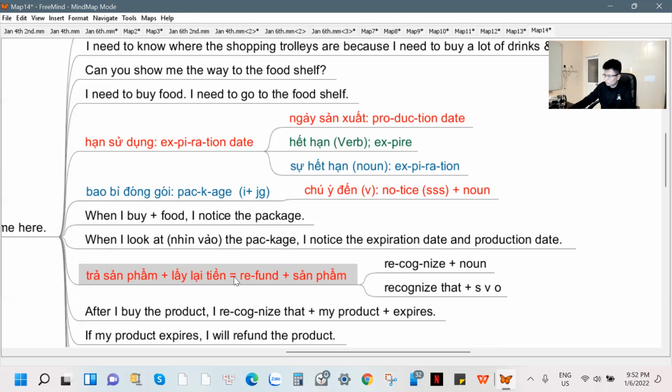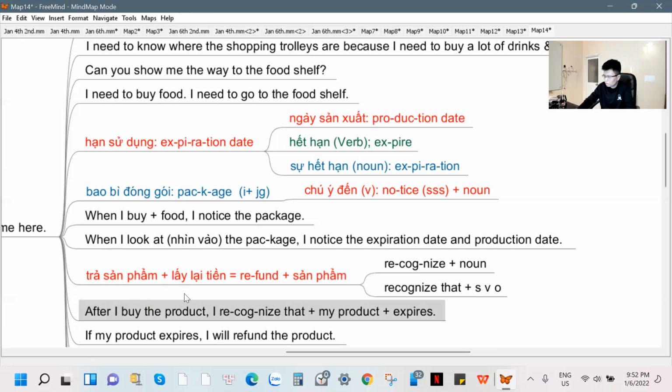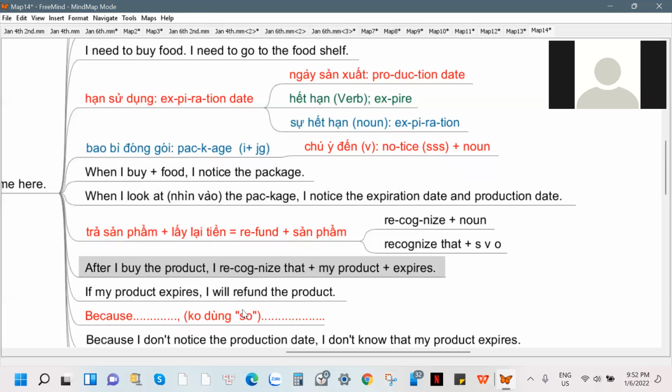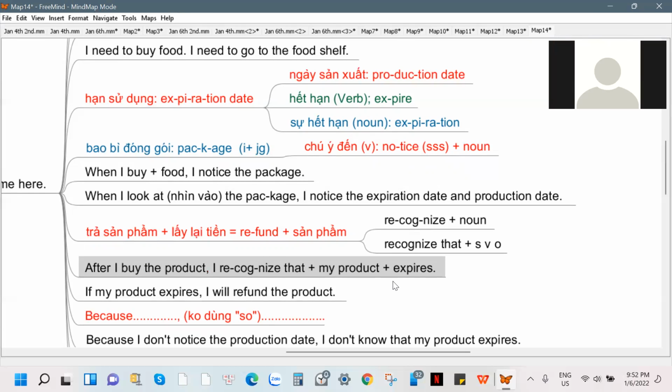Refund. Recognize. After I buy the product, I recognize that my product expires.